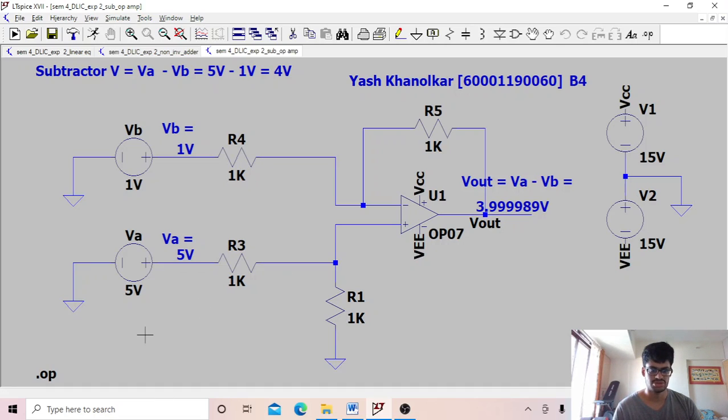Now we can also do this simulation with the help of other op-amps like LM741, like TL081, and the only thing you have to change is you have to add the DC offset voltage here. So in this case, if we take the offset voltage as 0.001, then this will be 1.001 and this will be 5.001. And if you take the offset voltage for each of the op amps, then you will see a slight difference in the output value of the op amp.